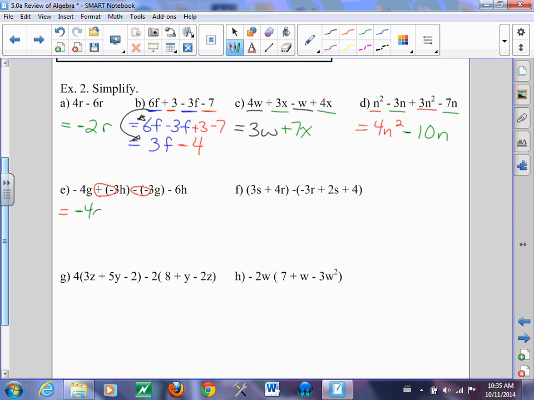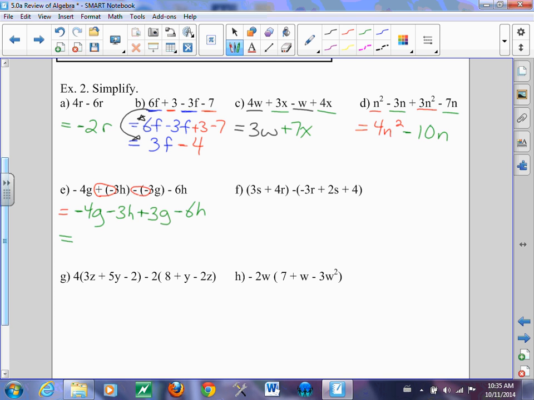Leave -4g by itself because it only has one sign. A positive times a negative becomes a negative, so you have minus 3h. A negative times a negative becomes a positive, so we end up with plus 3g. And -6 is a single sign term, so you leave it as it is. Sorry, that was tricky for me to say.